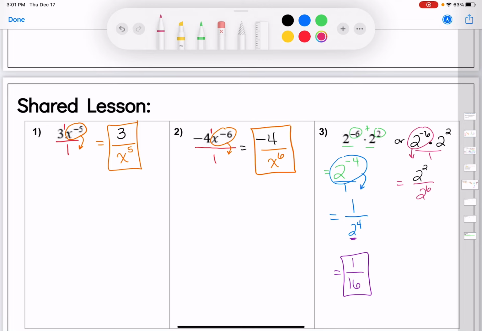Now, on these problems, think of the entire problem as one fraction. Don't make it 1 over 2 to the 6th times 2 to the second. It's going to just mess up your brain, right? So always think of the entire problem as one fraction. So if you want to move something to the bottom, then everything else is going to stay on the top of the fraction, and that will move to the bottom of a single fraction.